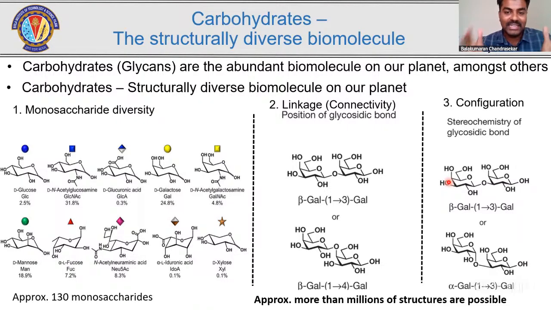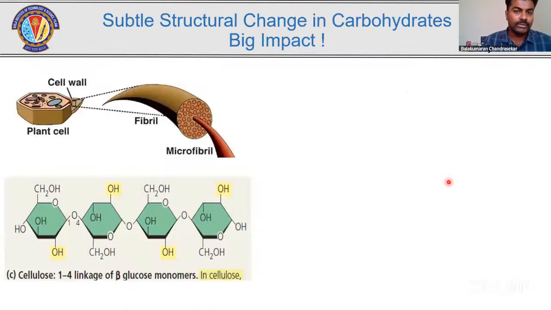Because of these three important parameters, more than millions of carbohydrate structures are possible in nature. And because of these millions of carbohydrate structures, they play very significant roles in biology. So this slide is basically a take-home message that carbohydrates are the most abundant biomolecule on our planet, and they display a vast structural diversity compared to other biomolecules. Okay, so again, what is the importance of this structure?